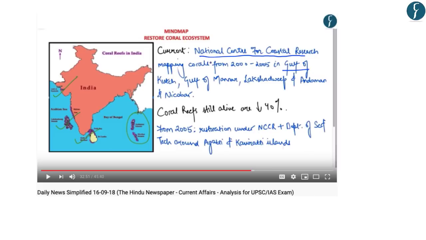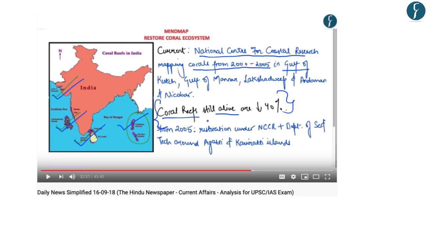And earlier, this National Center for Coastal Research had mapped the coral reefs of India from the year 2000 to 2005. And this study or mapping of the coral reefs was carried out in 4 important coral locations of India. And these are the Gulf of Kutch, Gulf of Mannar, the Lakshadweep Islands and the Andaman and Nicobar group of islands. And this study highlighted that only about 40% of the coral reefs of India are alive.